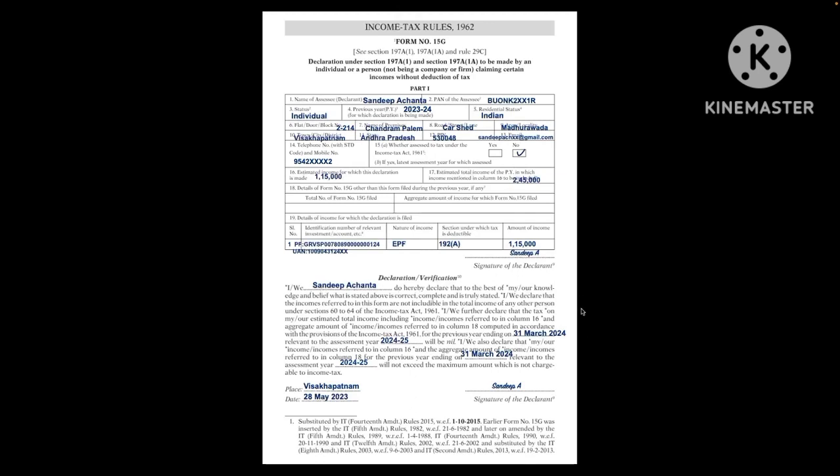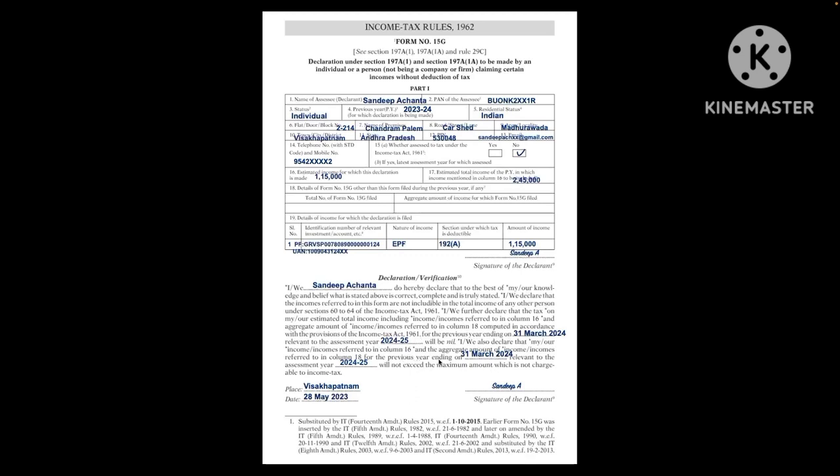Here write your name. Here come to previous year ending on. Here the previous year means the current financial year. This financial year will end on 31st March 2024. So we have to mention that date. And the year next to the previous year is called the assessment year. So what is the assessment year for the financial year 2023 to 2024? It is 2024 to 2025.